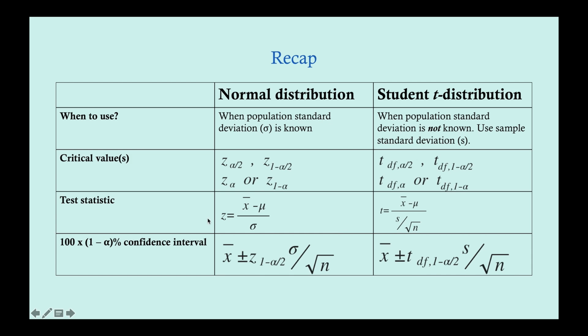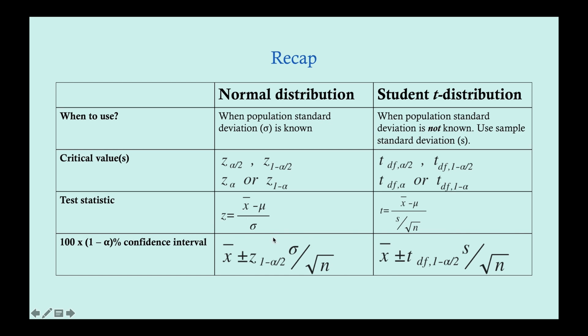Your test statistic is going to be, for the normal distribution, simply x bar minus mu over sigma. For student t, it's x bar minus mu over s over the square root of n. Remember, your sample size is important when you're talking about the t-distribution. And the confidence interval has a very similar formula on both ends here, for the normal distribution and for the student t-distribution.